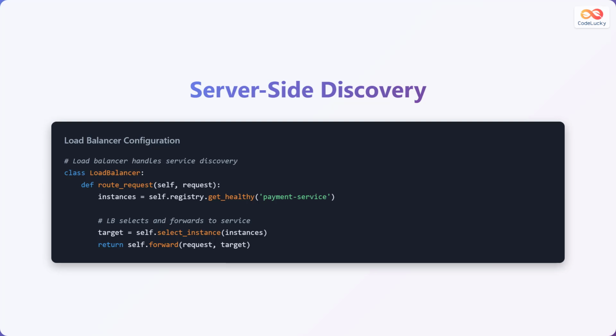Now, let's examine server-side discovery with a load balancer configuration example. Here, the load balancer handles service discovery. The load balancer maintains a service registry. It fetches the list of available instances. The load balancer selects the instances and forwards the request to the selected instance.